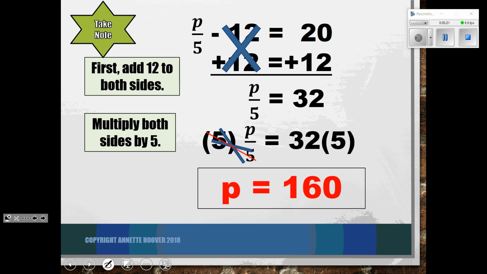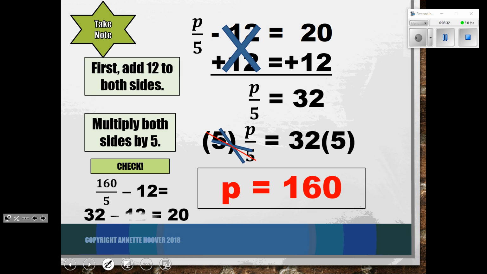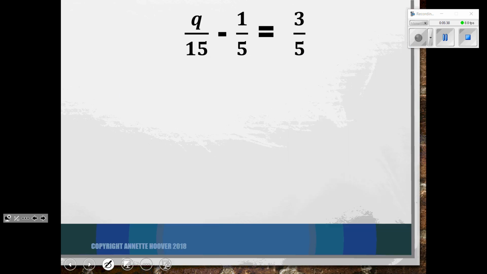Again, we can go back and plug that in. Since the variable was originally on the left side of the equation, we can plug it back into the left side of the equation, and we would have 160 divided by 5 minus 12, which is 32 minus 12, which equals 20, which is what we wanted it to equal, so it checks.